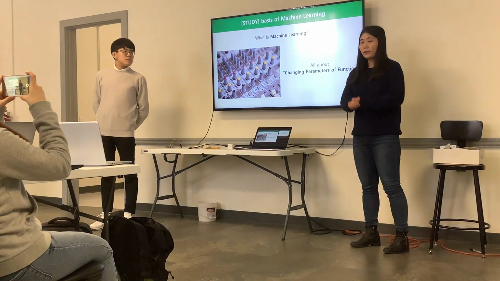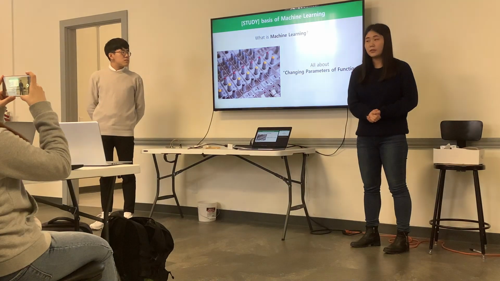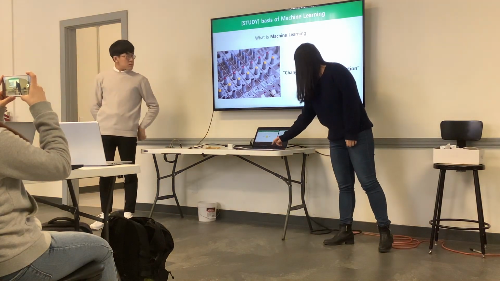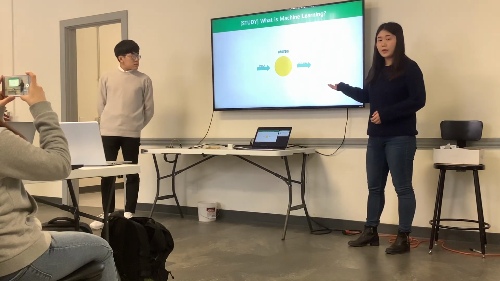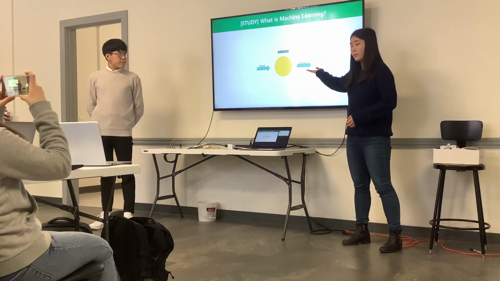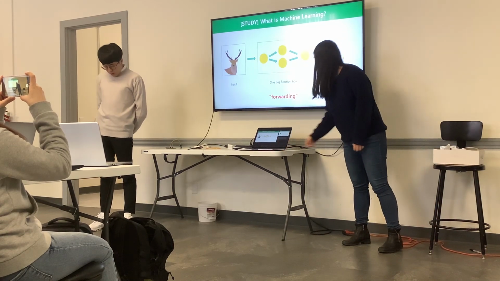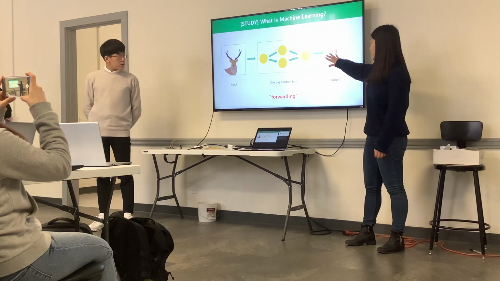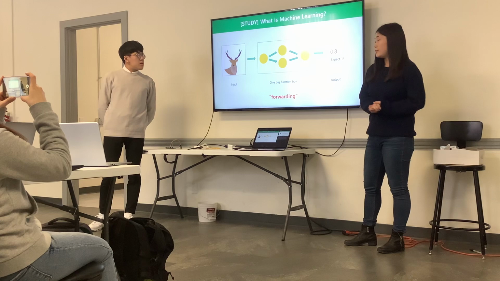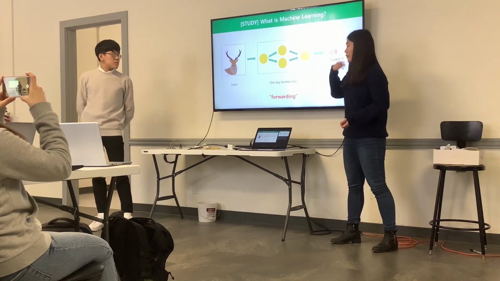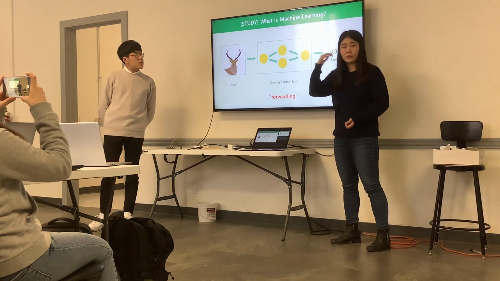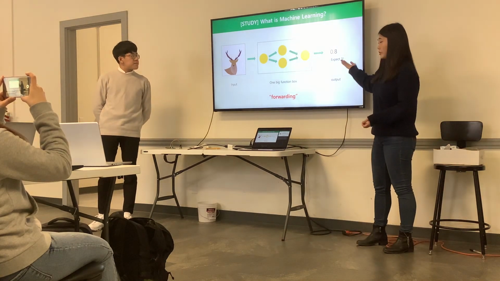So the basic question is, what is machine learning? It is all about changing parameters of a function. So this is a neuron. It is the basic unit of a neural network. It takes one input and it makes one result. So a lot of neurons make a group, and it is like one big function box. And let's say it's a deer detector, and once you put in an input image, it calculates whether it is deer or not, and then it makes a result.